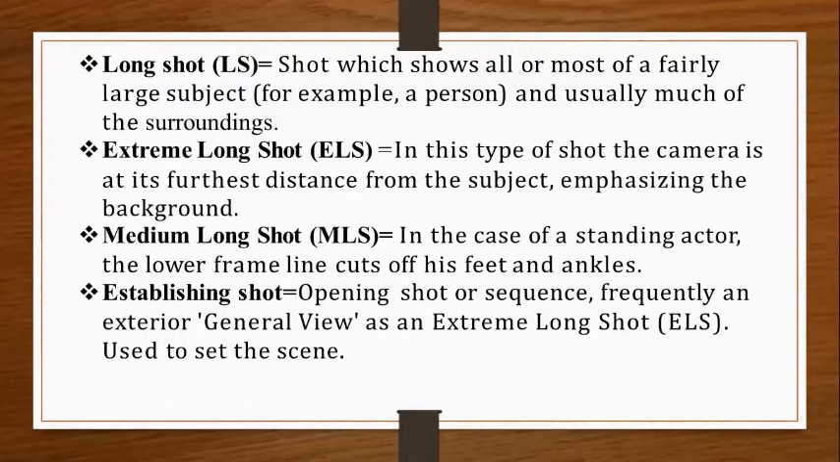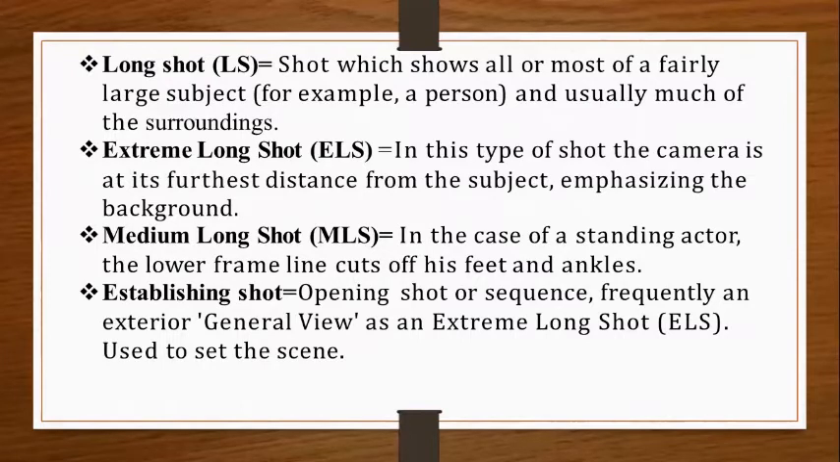Next one is the extreme long shot. An extreme long shot is a long shot that covers a wider area. It is also known as the extreme wide shot, that is EWS. The shot frames the subject from a distance. The focus is on the surroundings. Remember, in a long shot, the character is usually still noticeable in the frame.